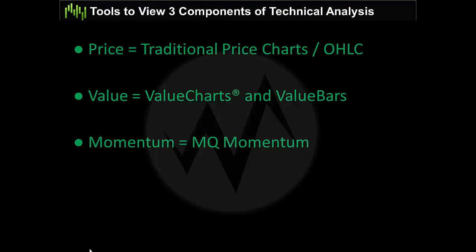Okay, now the tools that we use to view these three components of technical analysis: for price, we're going to use the traditional price charts, the open, high, low, close bar charts. For value, we're going to use value charts and by extension value bars. And for momentum, we're going to use the MQ momentum indicator.